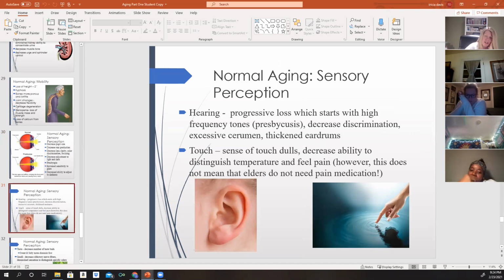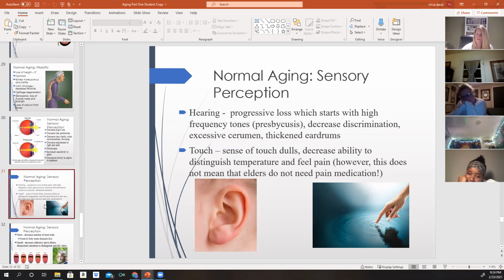As far as touch, their sense of touch dulls. The ability to distinguish temperature and feel pain also decreases. It doesn't mean that they don't need pain medication, and it doesn't happen with every patient, but some people will say that they have decreased feeling in their feet or their fingers, in their peripheral areas.